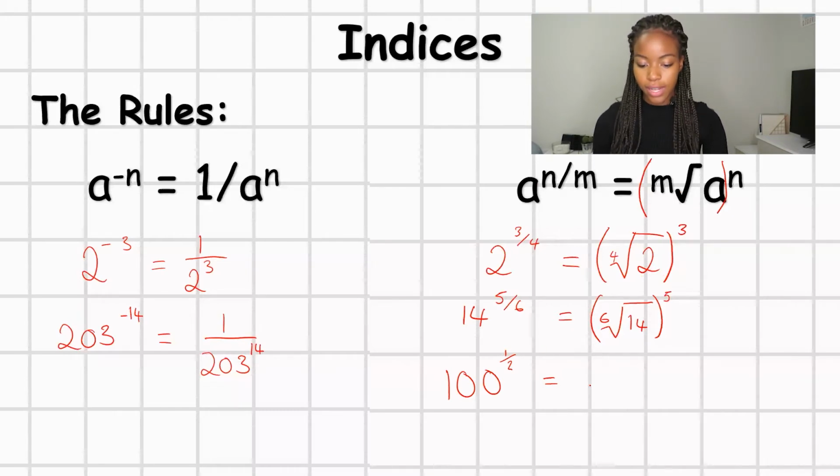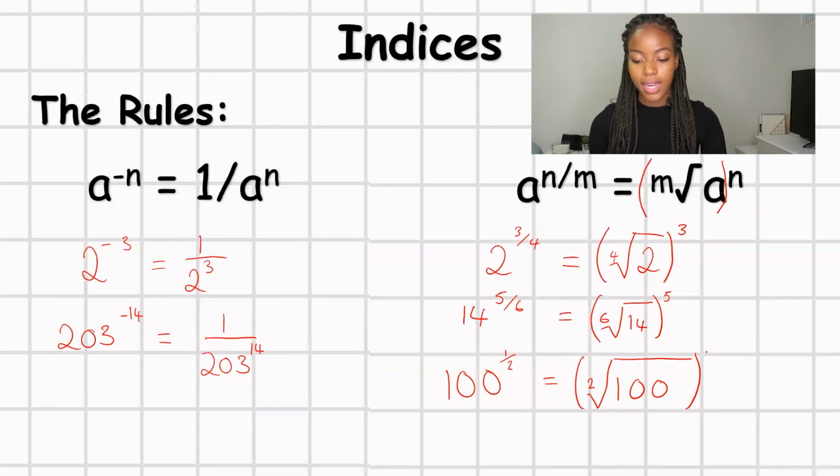As we can see on the right hand side, we're going to do the m root, so it would be the 2 root of a, which is 100. In other words, this is just the square root of 100, and it's to the power of n, and in this case n is 1, so it's to the power of 1. Nice and easy. So as you see it like this, it begins to make sense.